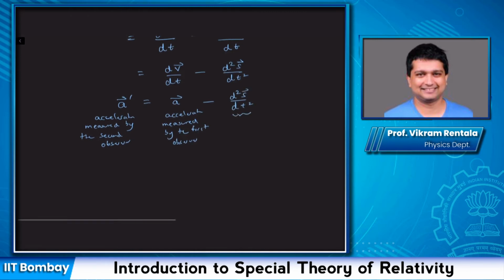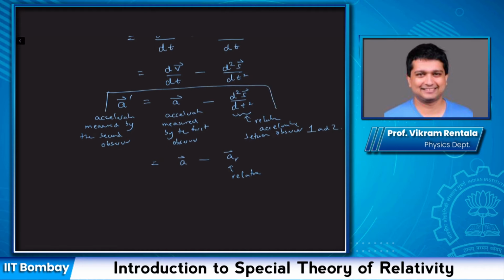and this quantity we can write down as a relative, that is, this is the relative acceleration between observer 1 and 2. Okay. So this is the dictionary that relates acceleration. So we learned a third word now.